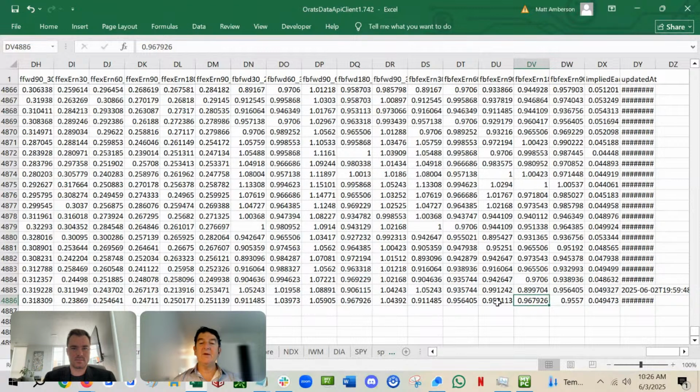And one of the ones I like to use is the FB, because it divides the flat forward by the regular forward, and you can see when there's duress in the market when those are very different, and that's a good way to identify that. And then one of my favorite numbers is the implied earnings effect.